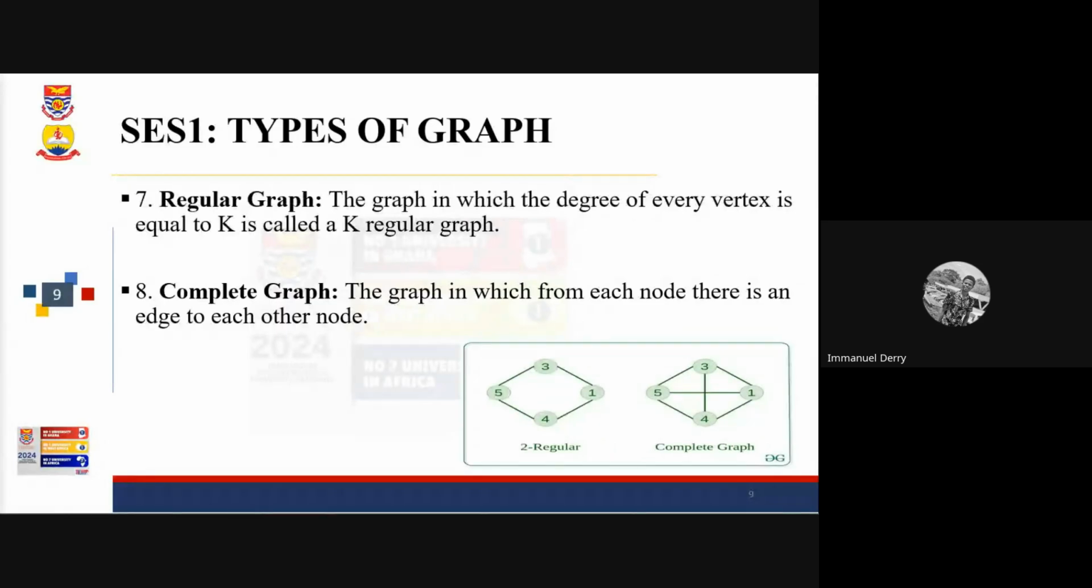Now we have regular graph as well. This is a graph in which the degree of every vertex is equal to k.